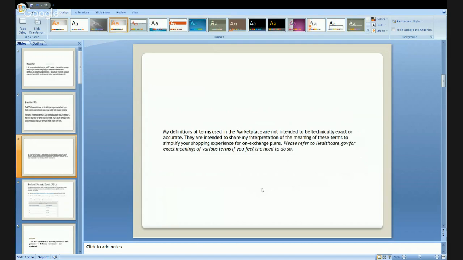Again, my definitions of terms used in the marketplace are not intended to be technically exact or accurate. They are intended to share my interpretation of the meaning of these terms to simplify your shopping experience for on-exchange plans. Please refer to healthcare.gov for exact meanings of various terms if you feel the need to do so.